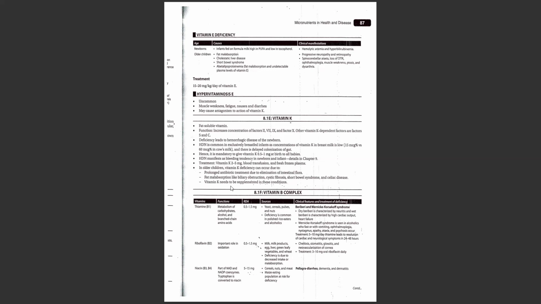Vitamin K needs to be supplemented in these conditions, like fat malabsorption and prolonged antibiotic treatment. We have to give vitamin K supplements. Okay, so that's all about vitamin K deficiency.